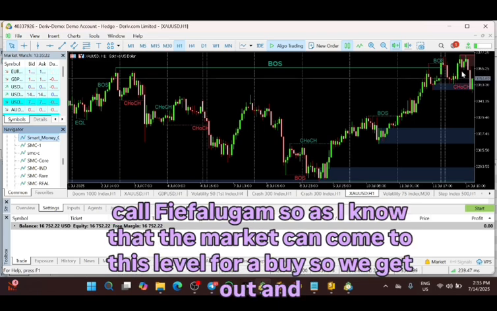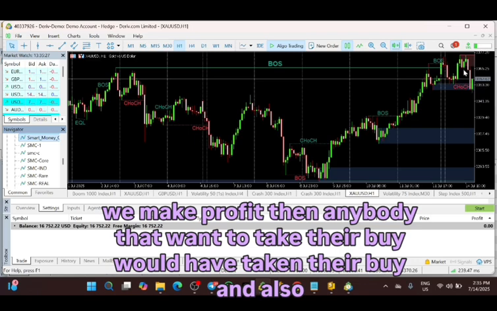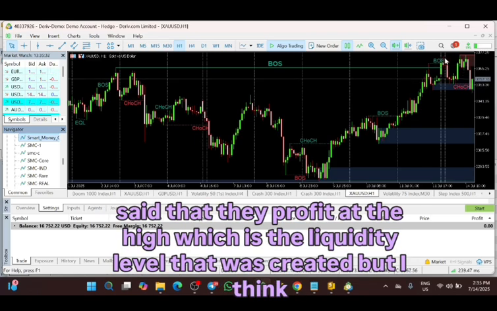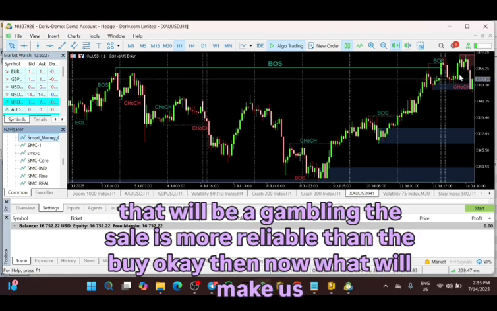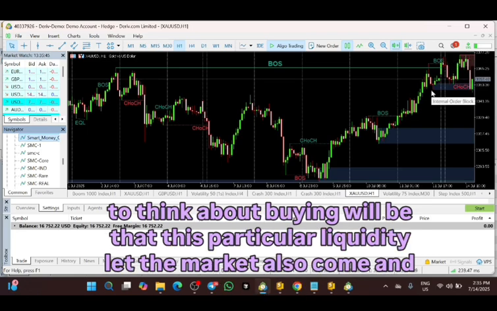As I know the market can come to this level for a buy, we get out and make profit. Anybody that wants to take their buy will have taken their buy and set the take profit at the high, which is the liquidity level that was created. But I think that would be gambling. The sell is more reliable than the buy. Then what will make us think about buying will be this particular liquidity.